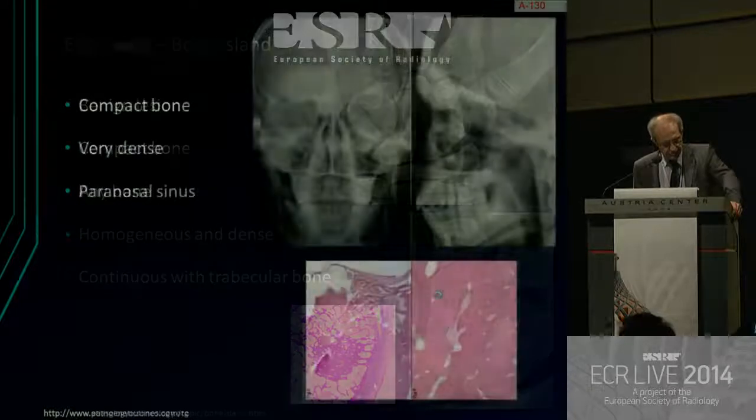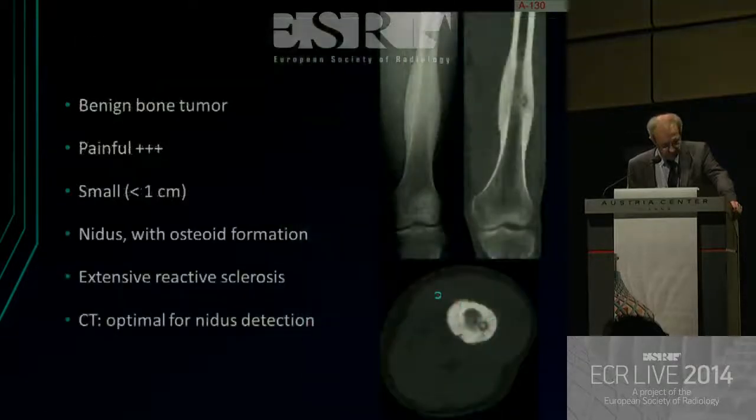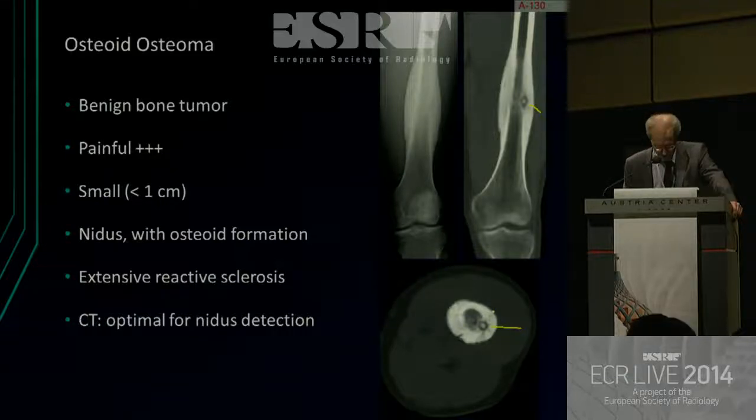Very easy. The next lesion consists of compact bone. It's very dense and frequently occurs in the paranasal sinus. The name of this lesion is an osteoma. So really compact bone. Another lesion which produces osteoid matrix, it's a benign bone tumor. It's painful, especially at night. It's small. There is a nidus, which you can see here and there, and it makes osteoid. There is always extensive reactive sclerosis, and you need CT to see the nidus very good. The name is osteoid osteoma.